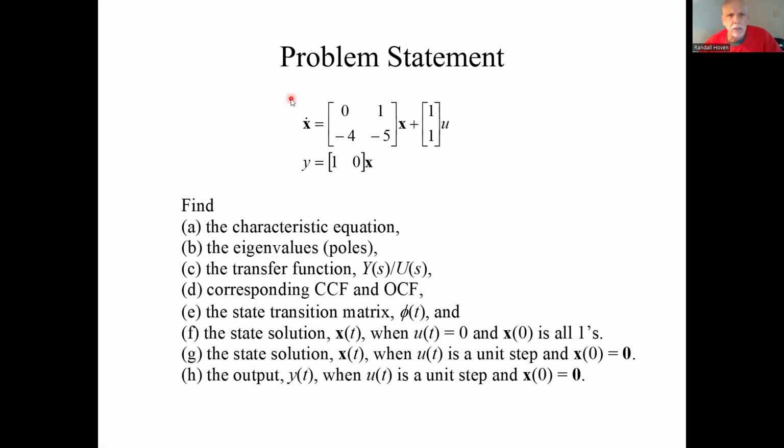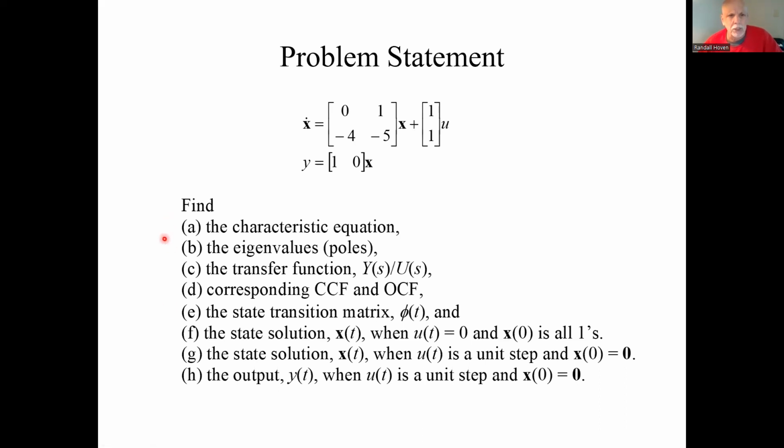From this state space representation of a system, find all these things. We're going to go through this. By the way, in our old notation, this is the A matrix, B matrix, C matrix. The D matrix, our scalar, is just 0. So let's find all these things.